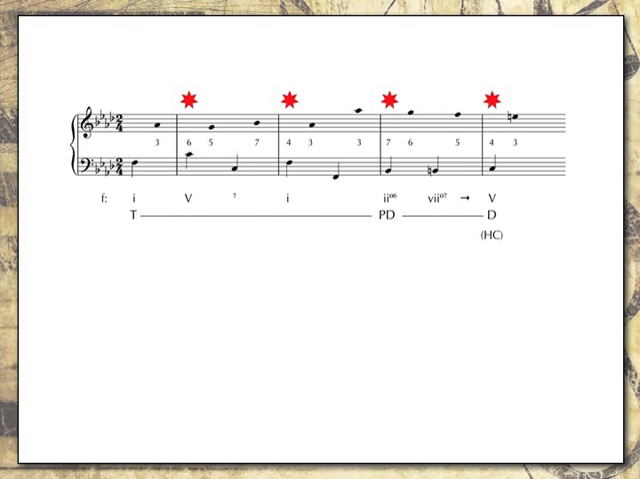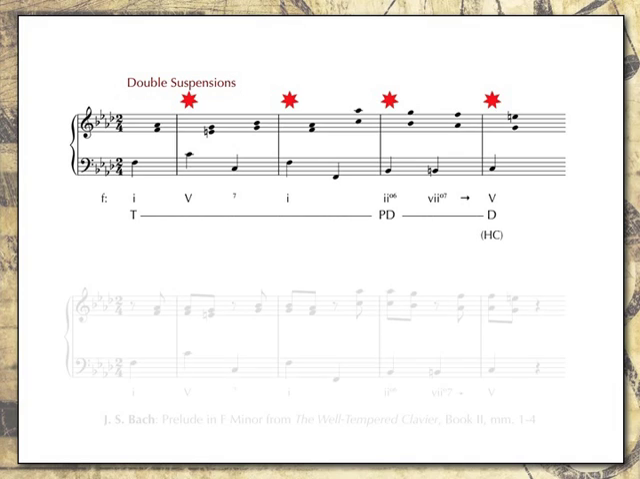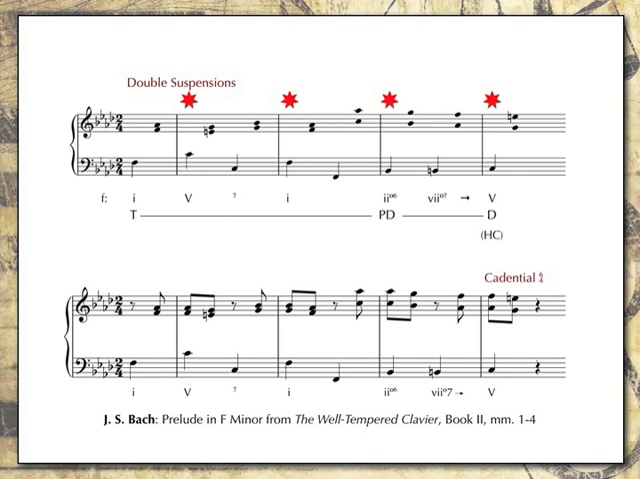We can also shift other voices with the melody, thereby creating a double suspension. By the way, this is exactly how Johann Sebastian Bach used suspensions in one of his preludes from the Well-Tempered Clavier, Book 2.